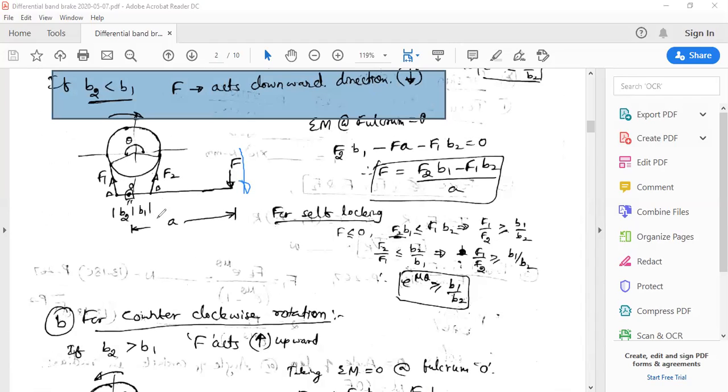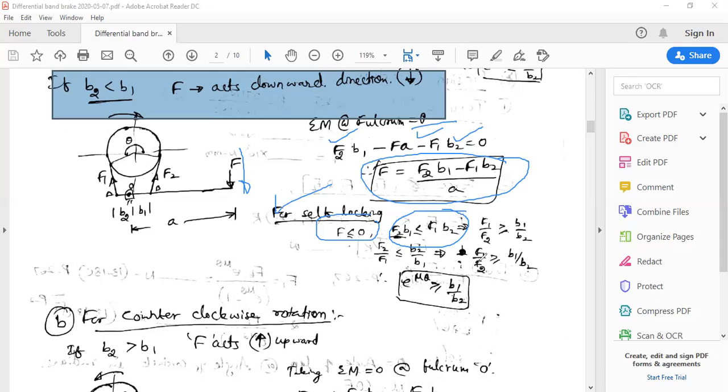Say it is 50 mm and it is 100 mm. So this is the equation that is derived after taking the moment about the fulcrum point. F2 B1 is less than or equal to F1 B2 if F is less than or equal to 0. This is for the self-locking condition.